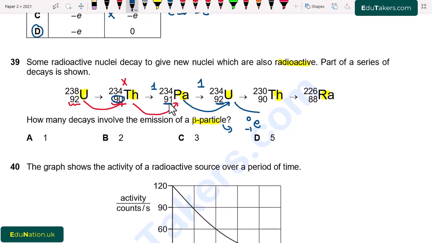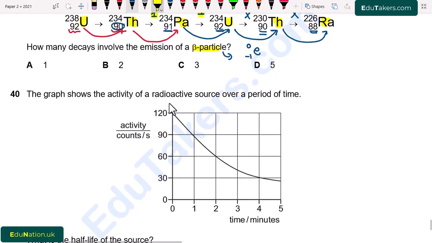When uranium changes into Th again, the atomic number is 92 and it becomes 90. So there is no beta particle. And in the last one, 90 changes into 88. There is the decrease of atomic number by 2. So it is also not beta particle. So here are 2 beta particles, this one and this one. So I tick here option B because there are emission of 2 beta particles.